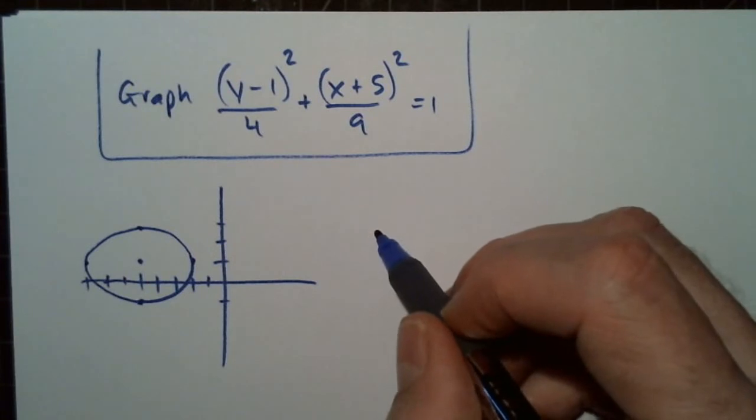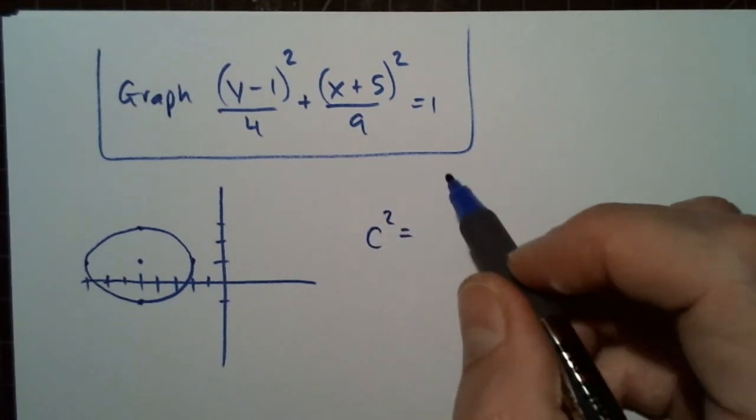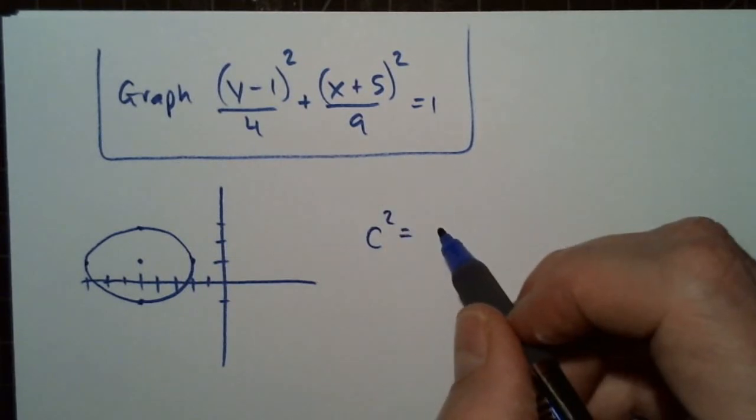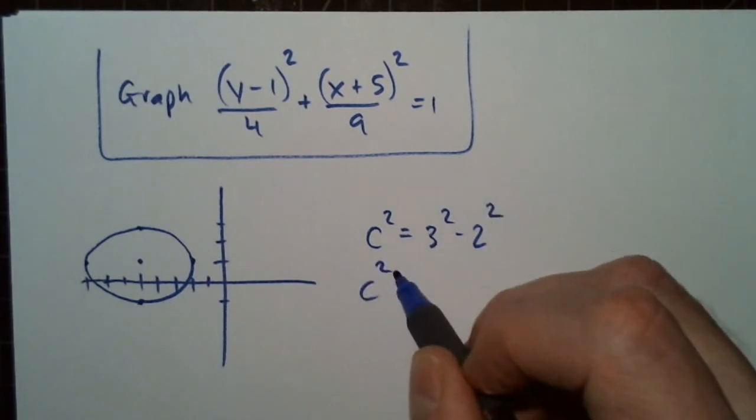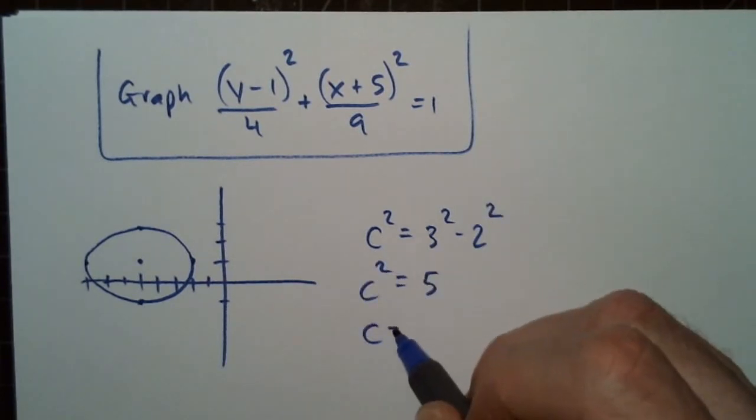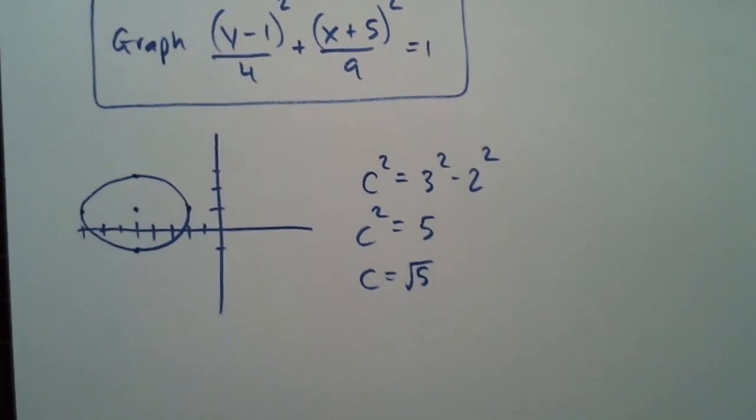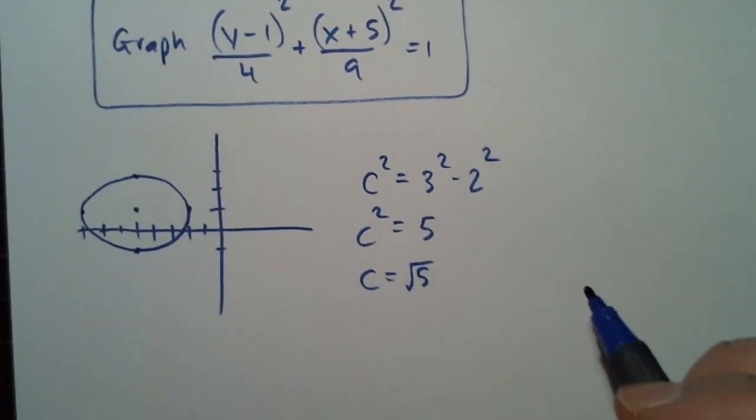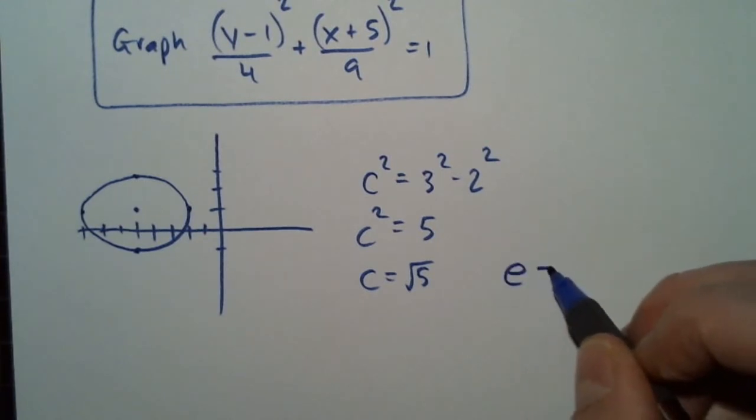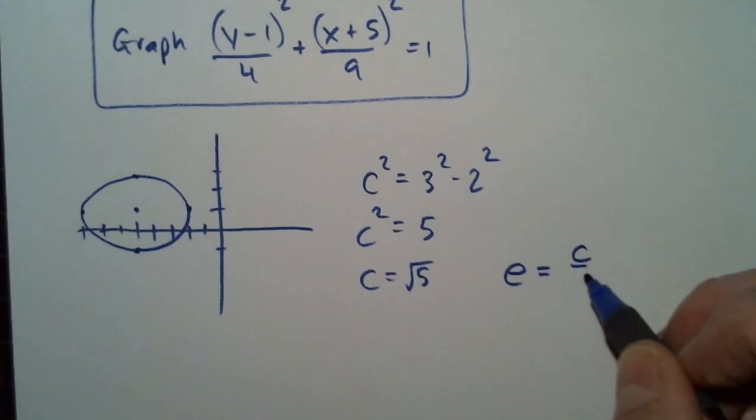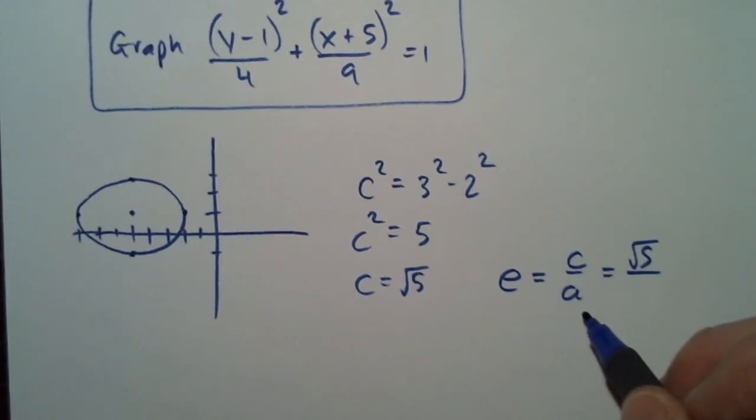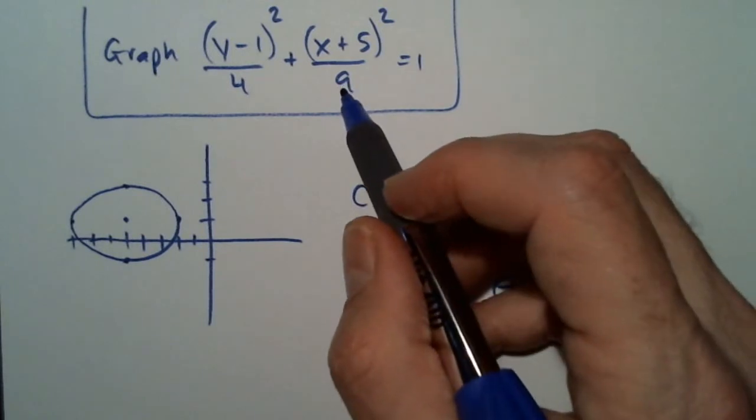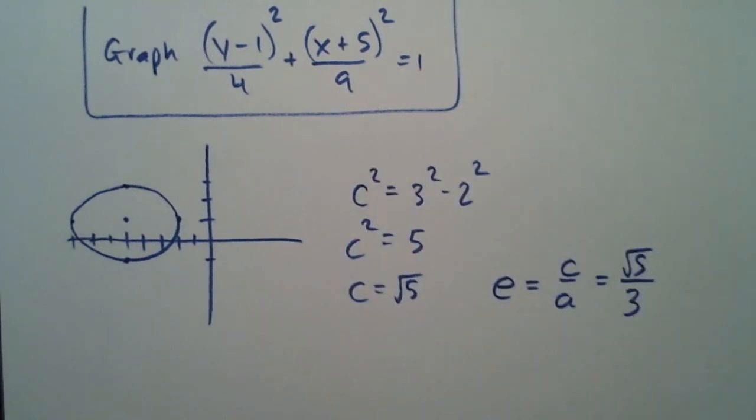And then let's find the foci. C squared equals 3 squared minus 2 squared, 9 minus 4. C is radical 5. And let's look at eccentricity, which is C over A. So that's square root 5 over 3. This is one of the confusing things about these formulas: A is always the square root of the larger denominator. So there's the eccentricity.